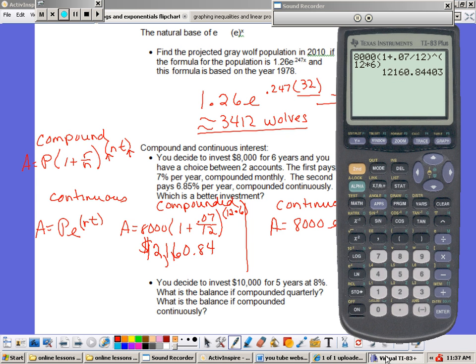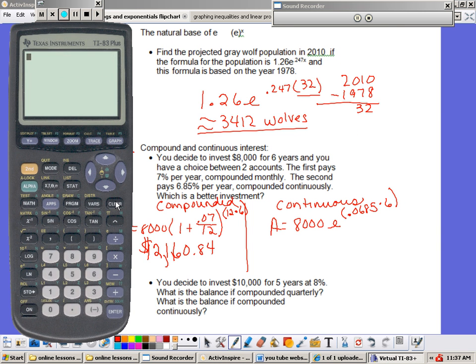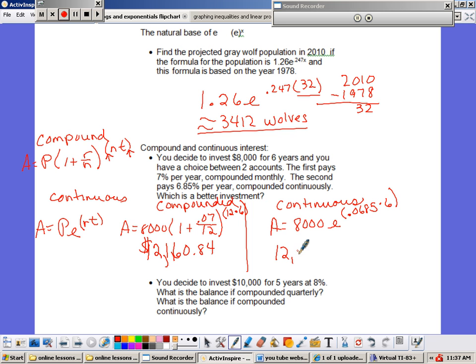Continuously. 8,000. Pick up my E. Raise it to the 0.0685 times 6. $12,066.60. Now, the answer question is, which is better? Compounded is better, because on the compounded I got more money. 12,160 compared to 12,066.